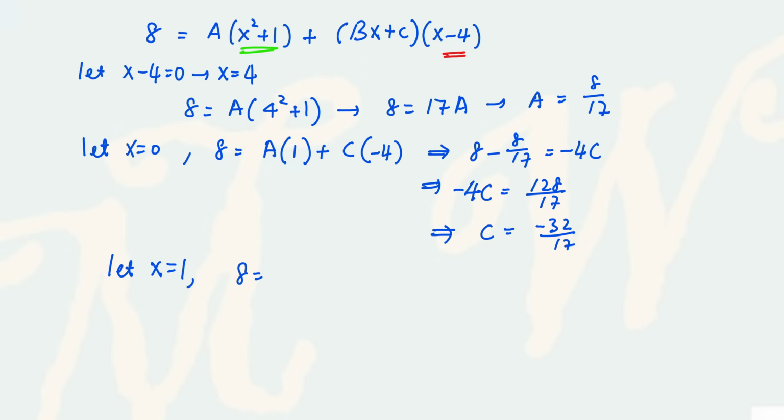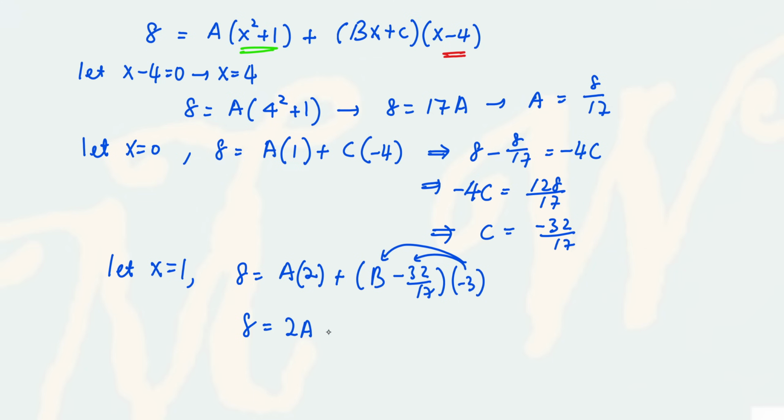So you can let it be any other values, no problem. So 8, then a bracket 1 squared plus 1 is 2, plus 1 times b, the c replace minus 32 over 17, and then x is 1. 1 minus 4 is going to be minus 3. And now here you just need to do expansion. Just times this minus 3 to the brackets. So here 8 equals 2a. Okay, my a is found, 8 over 17.